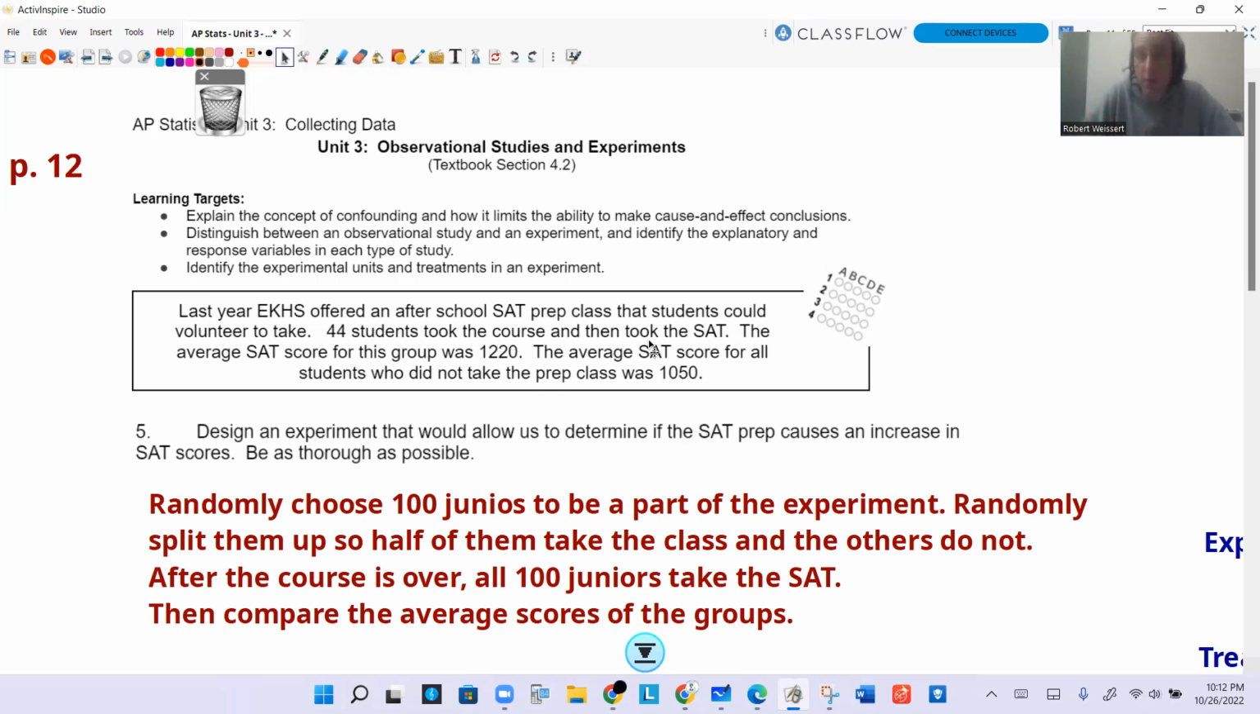Random assignment is important. We don't want them to be able to pick it. We want them to be randomly assigned so they have no control over which one they're going to be doing. After the course is over, all 100 juniors take the SAT. Then you have a basis for comparison. You compare the average scores of the groups. So the experimental units are going to be the juniors, and the treatments are going to be the class, whether or not they took the class.